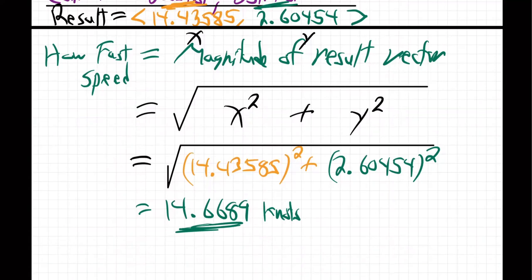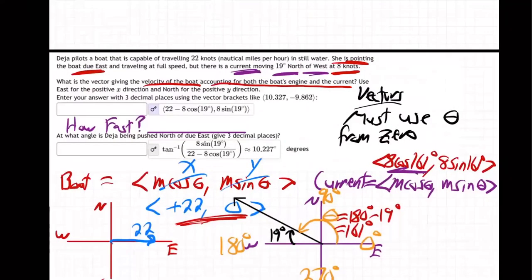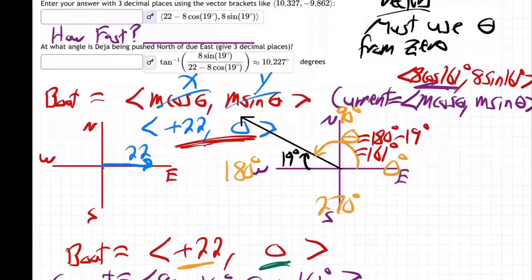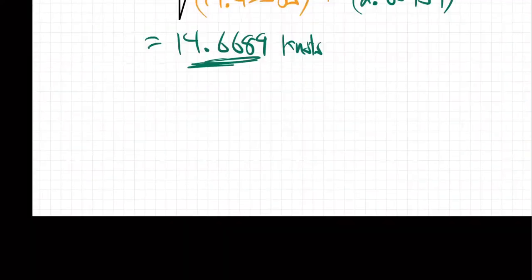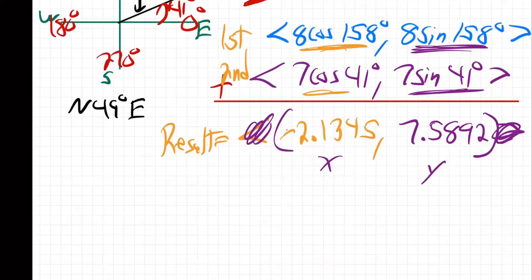So, okay, now, final question is at what angle is Deja being pushed north of due east? North of due east. Okay, so now we got to get our angle. How do we get the angle of a vector? Let me go up here. And don't look at that. That's a different problem. You can look at it if you want to, but it's not this problem.